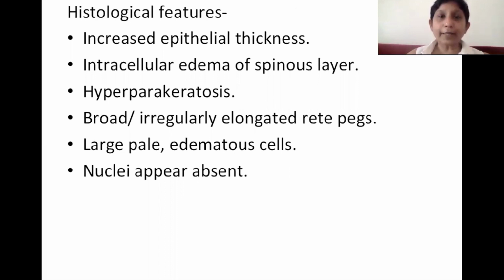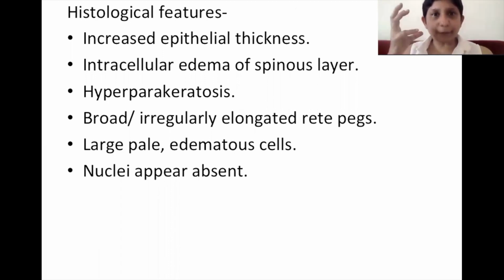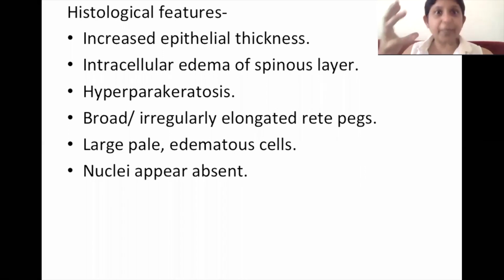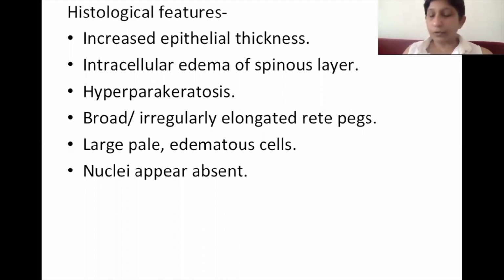Now, how will you find intracellular edema? You will find that the cells are looking all puffed up, larger in size. There'll be a nucleus, but the cell will appear a little larger in size. So that is called intracellular edema. Where will you find it? You'll find it in the spinous layer, that is the stratum spinosum or the prickle cell layer. All right. So that's called increased intracellular edema.